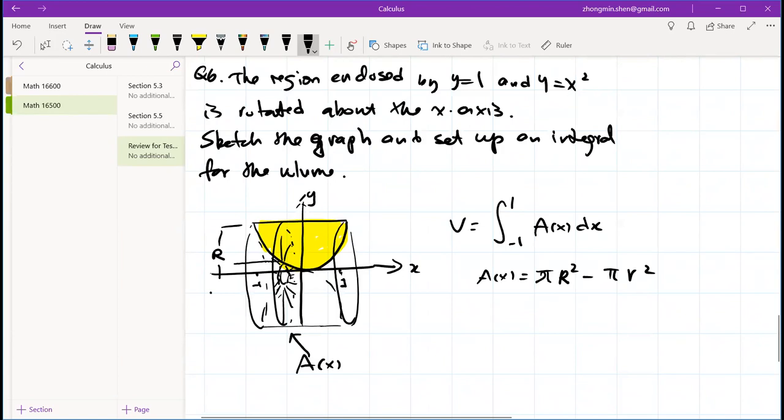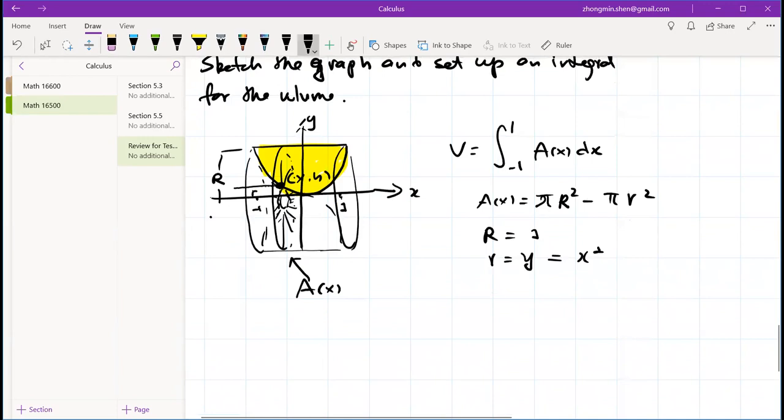That's the little r. So clearly the capital R is going to be 1, constant. But the little r is determined by the points on this curve, on this parabola, X and Y. So the little r is the height of that point, which is Y. But I have to express it in terms of X because my integral is with respect to X. So it's going to be X squared.